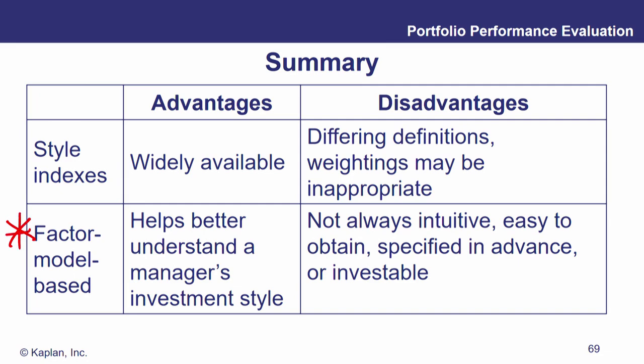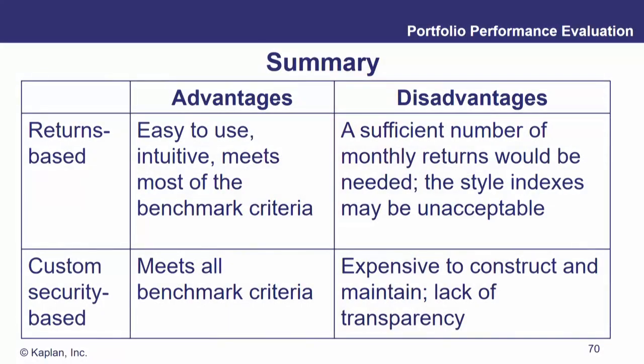So I like these. What's the advantage? I built this. It can actually help me understand the style. Now the problem is it's not intuitive. It's not easy to obtain. It can be specified in advance. Unfortunately, at the end of the day, there are a lot of weaknesses. There's really a lot of problems with using factor-based models as benchmarks. Okay, returns-based, easy to use, no problems, but we have some style issues if they don't match.